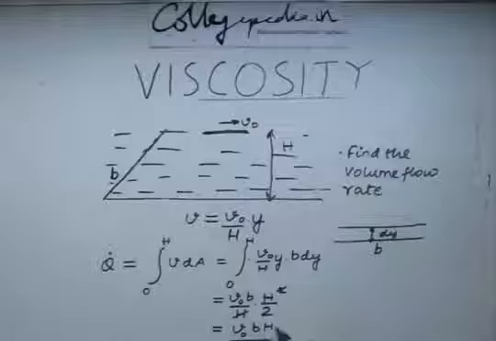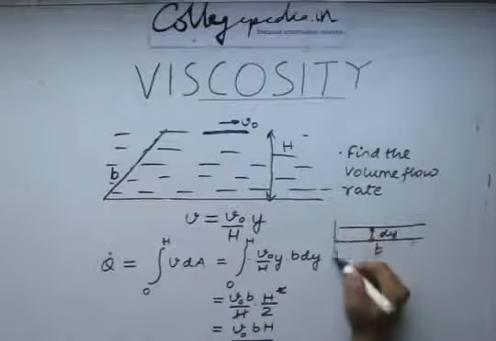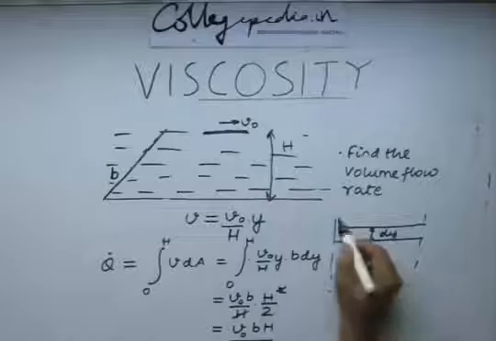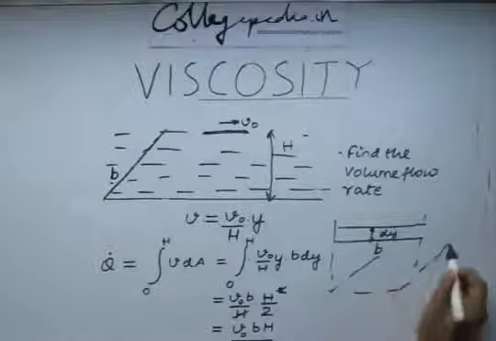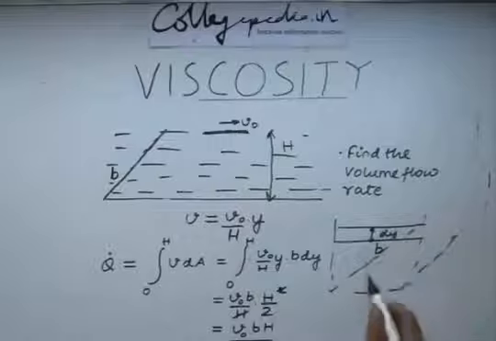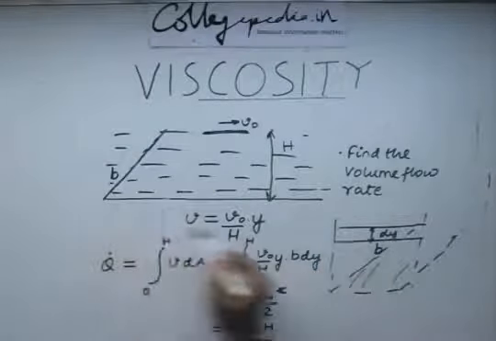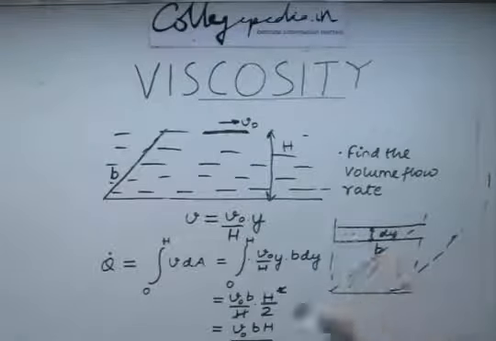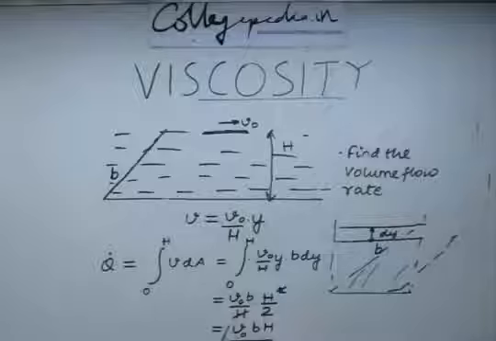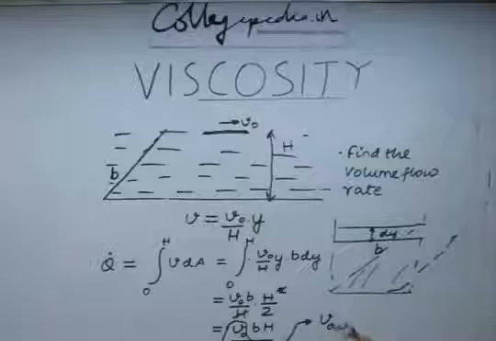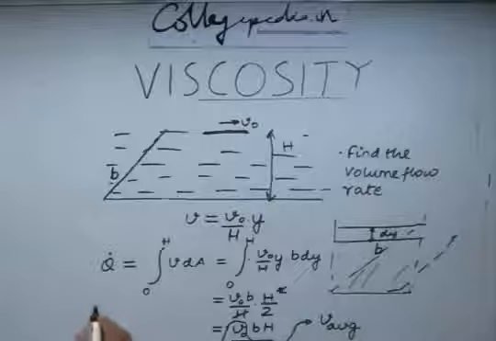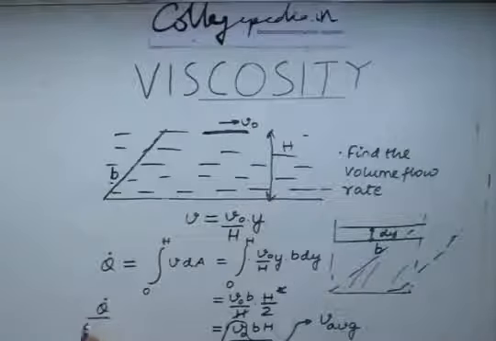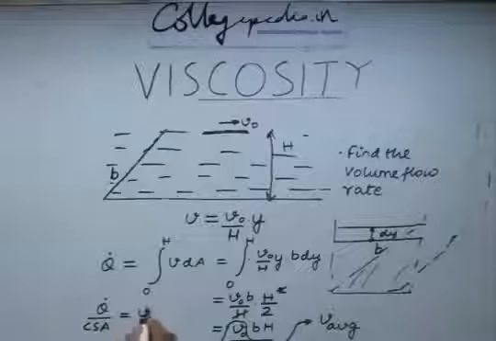Note that b times h is nothing but the entire cross-sectional area of the container we are considering. Let's say this is the container and this is our long plate, a big container. This is our bottom. The entire height is h and this width is b. So the entire cross-section is nothing but b into h. v0 by 2 is again our average velocity. Anything of this sort will give us the average velocity.